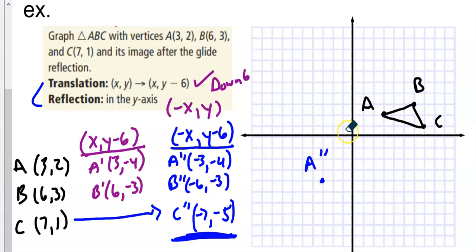So A double prime, negative 6, 1, 2, 5, 6, and then down 3, 1, 2, 3. B double prime, and then C is going to be negative 5, negative 7, negative 5. And again, notice I am labeling these, and these are double prime because we had the 2 transformations. Okay, so again, label your points, be able to graph it, also be able to list your ordered pairs, all 3 of those.